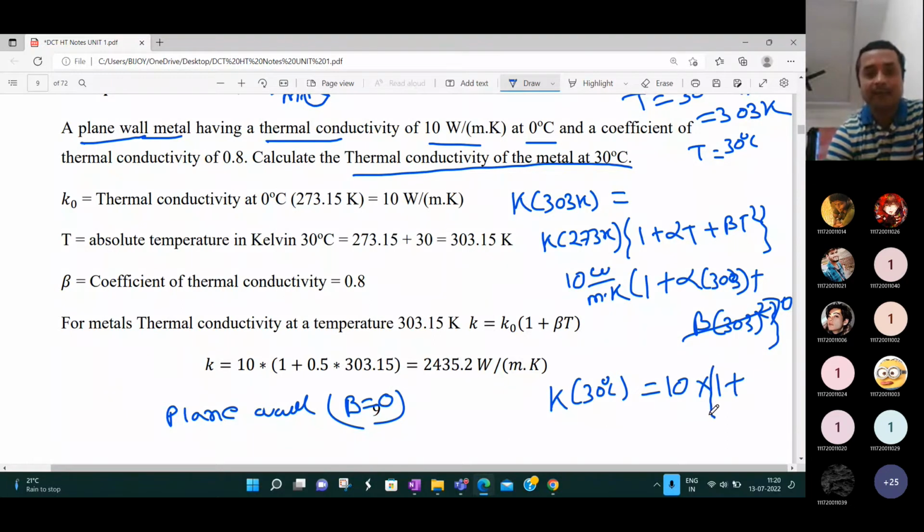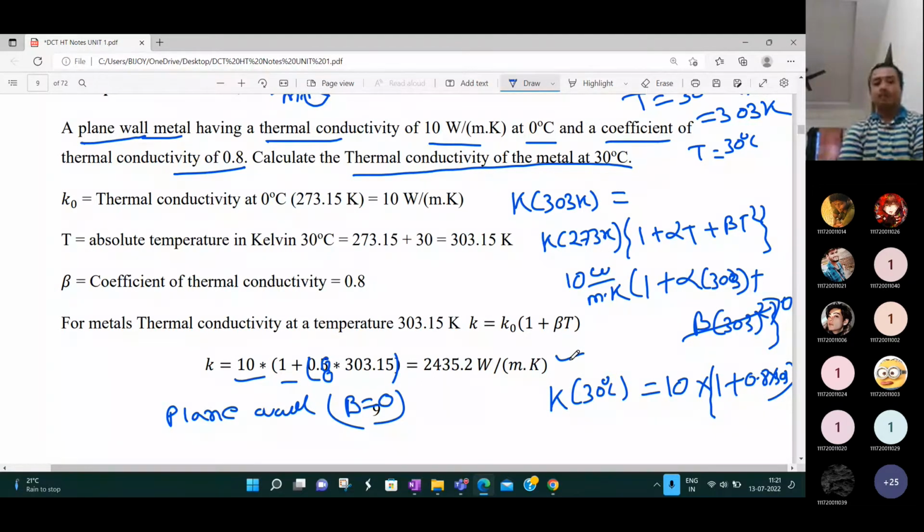What is the value of alpha? This alpha is nothing but the coefficient of thermal conductivity, 0.8. So 0.8 into 303. Same thing, 10 into 1 plus 0.8 into 303. Okay, this is 0.8, some typing mistake was there. So whatever the value will be, that we will get.